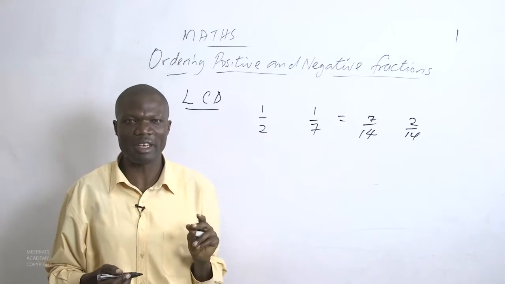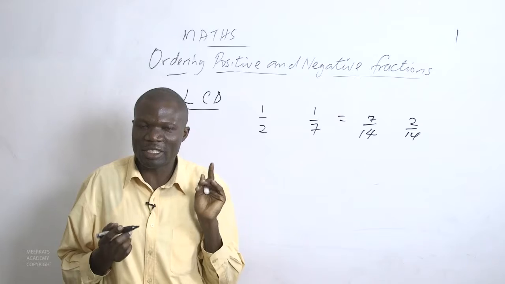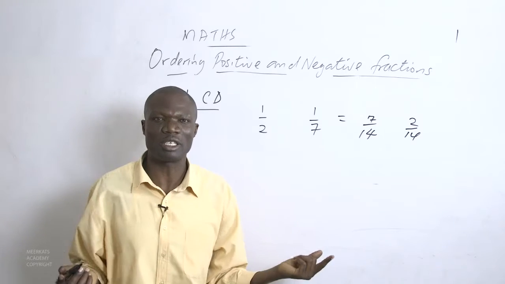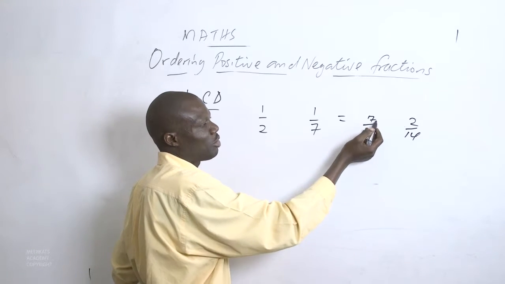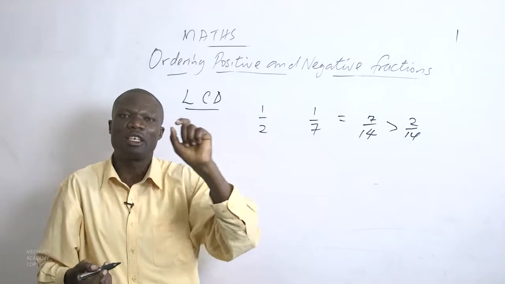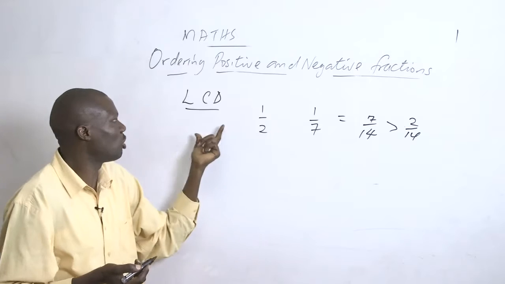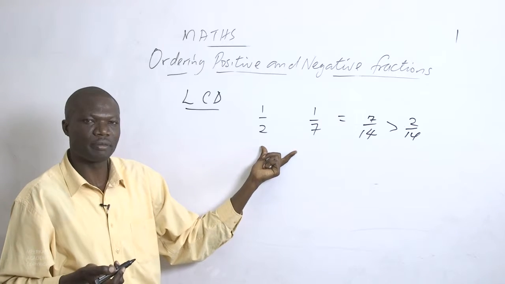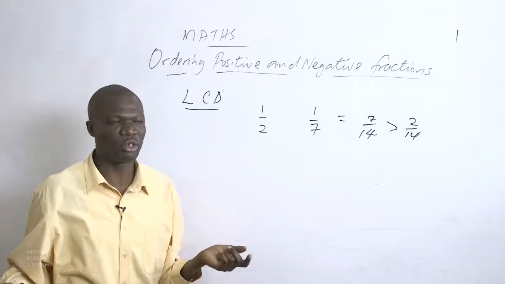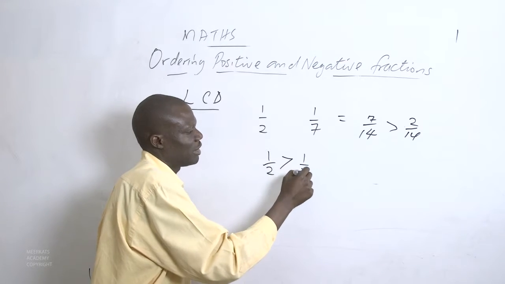Then we can now compare the numerators. And in this case, from the principle we had, we said if the denominator is the same, then the numerator with the least value is the smallest. In this particular case, this is smaller, so 7/14 is greater than 2/14. But this is not the initial fraction that we have. So we replace this equivalent fraction with the original fraction that we had. So we realize that 7/14 was our half and 2/14 was 1/7. Therefore, we can simply say 1/2 is greater than 1/7.